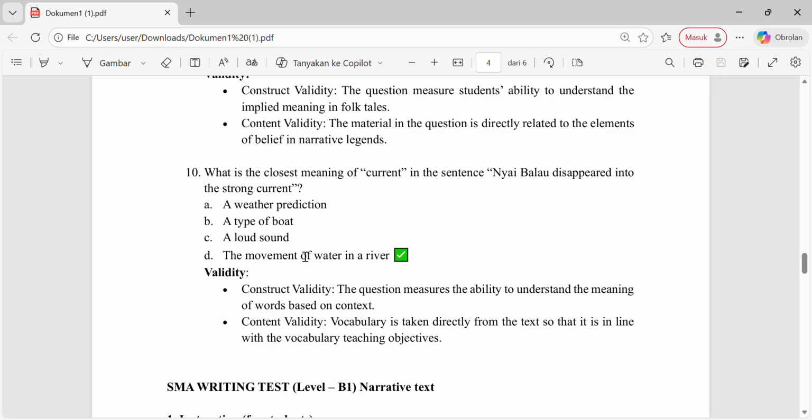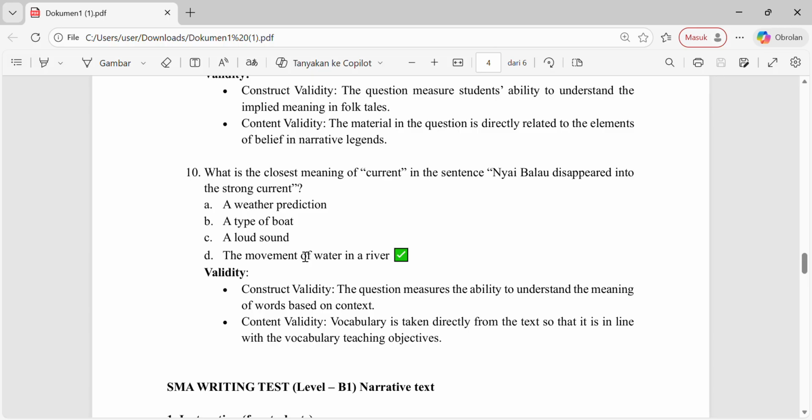Okay, this is the last question. Question number 10. The answer is D, because the student determined the meaning of a word using context clues instead of a direct definition in the text. For the construct fidelity itself, this question measures the ability to understand the meaning of words based on the context. And for the content fidelity, the vocabulary is taken directly from the text, so it is in line with the vocabulary teaching adjectives.